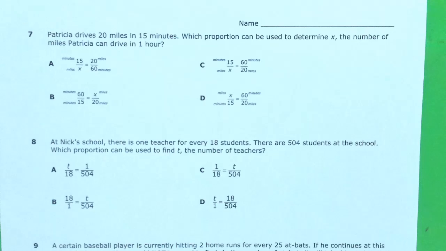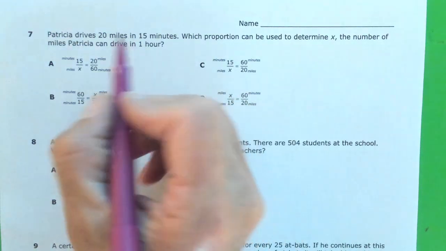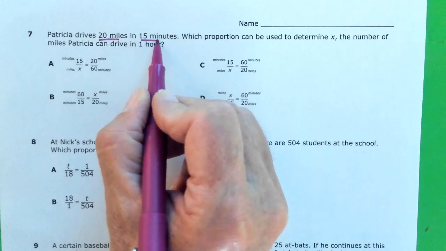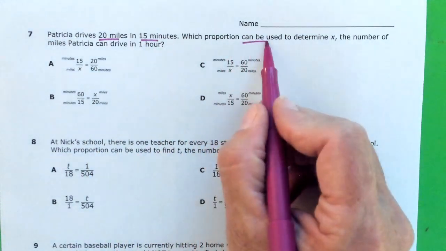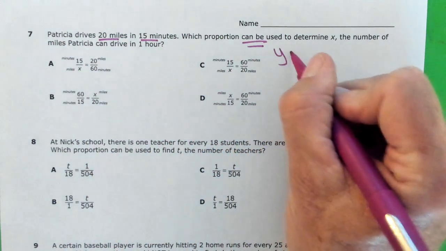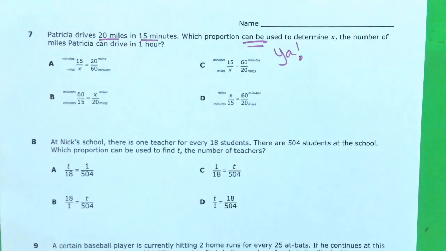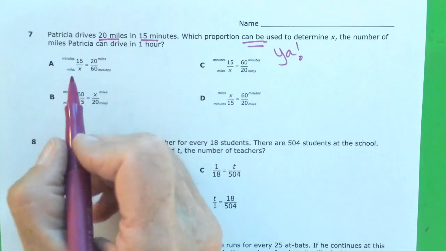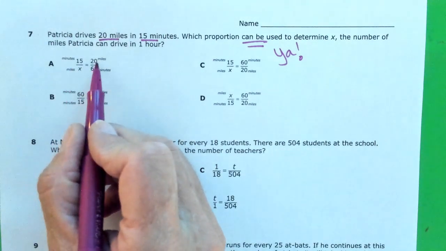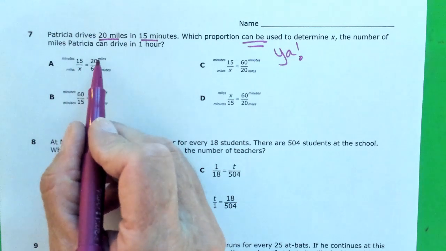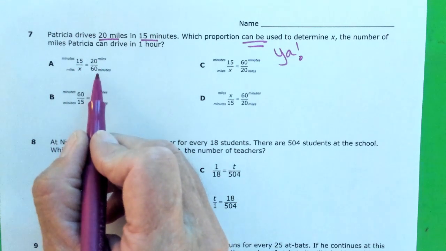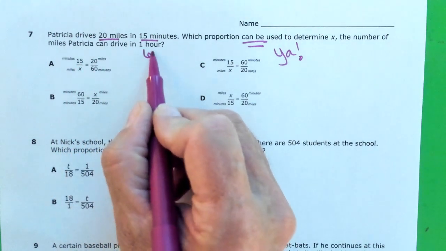Let's go see. Patricia drives 20 miles in 15 minutes. Okay, we've got miles and minutes. Which proportion can be used to determine x, the number of miles Patricia can drive in 1 hour? So we're looking for a good one. They've got it labeled for us real nice. We've got 15 minutes, we've got 20 miles. Wait, where did 60 come from? Oh, 1 hour. 60 minutes.